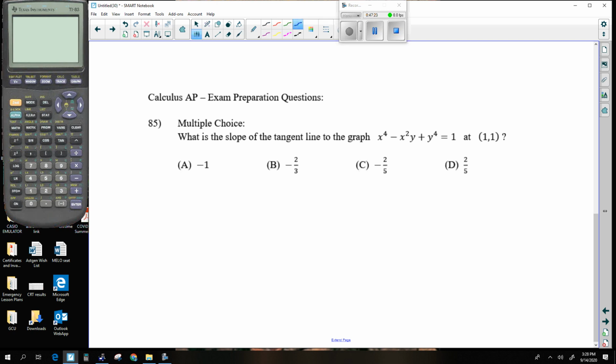Slope of the tangent. Okay, we can do this. All right. So the derivative. Okay, when you do this, do the product rule inside its own parentheses, because that produces a plus, which is actually technically a minus.